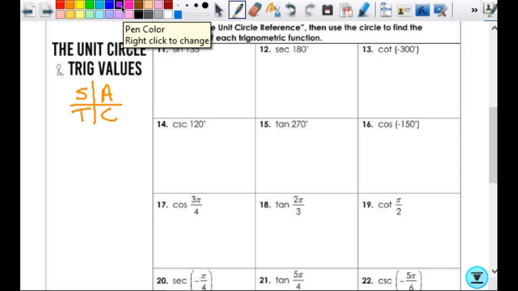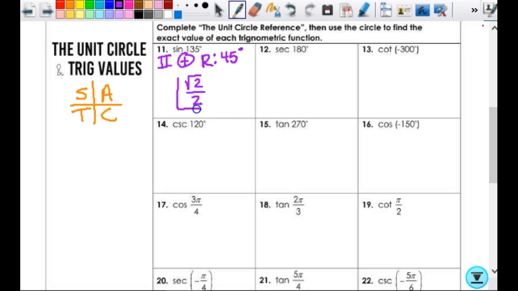All right, so 135. What quadrant is 135 in? Second, right? Because it's less than 180 but greater than 90. And in the second quadrant, is sine positive or negative? Positive. And then my reference angle here would be? Are we good? All right, any questions about that?